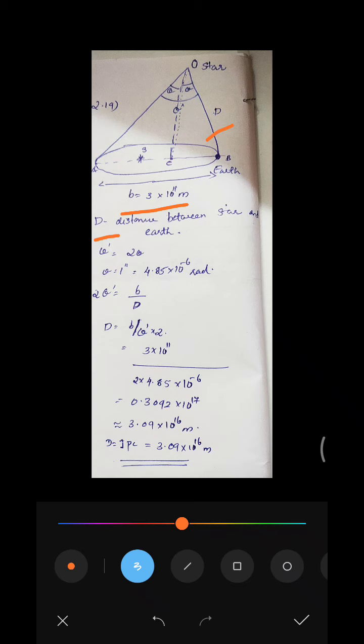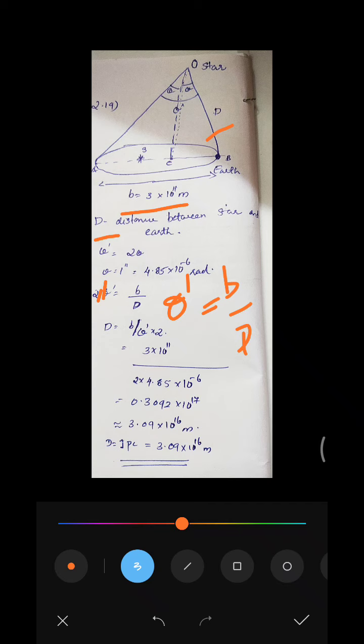So that means we are equally dividing the theta dash into 2, that is, 2 theta values will be there, and theta dash will be equal to 2 theta. So theta dash in terms of theta, as we are using the parallax method, will be equal to b by d. Theta dash will be equal to b by d. That means 2 theta will be equal to b by d.